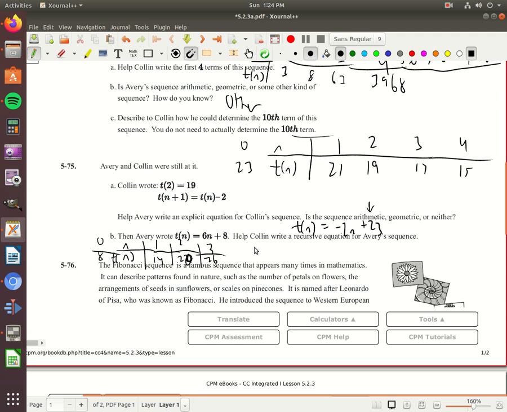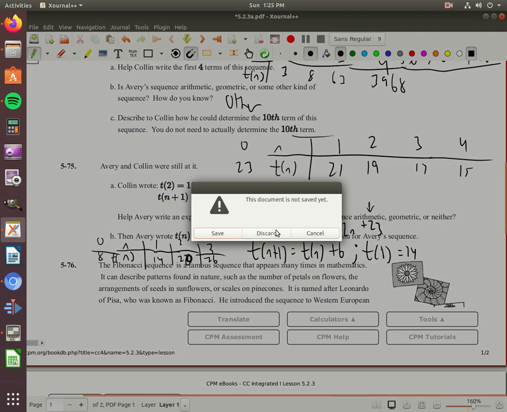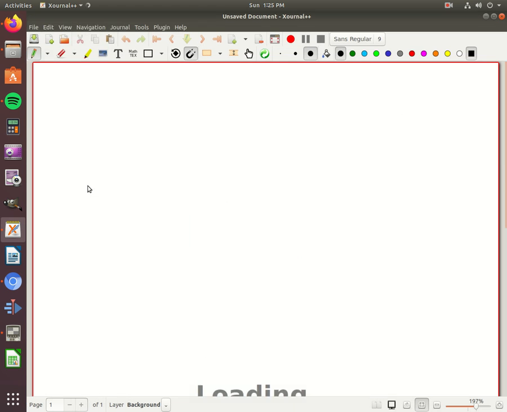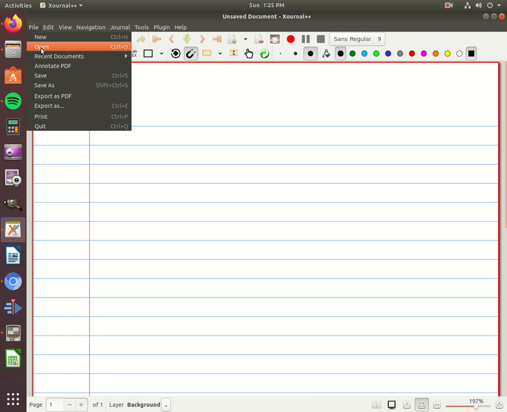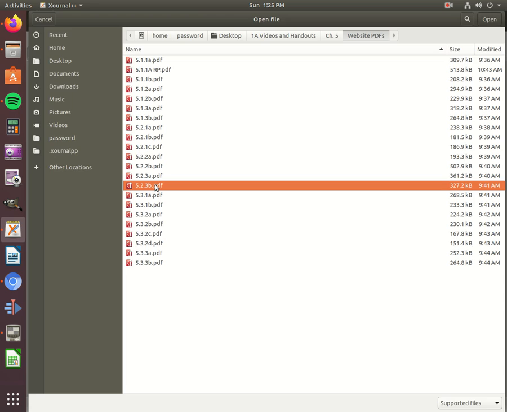So if I want to write this recursive equation, they all start like this. If you want the next term, take this term and add 6 to it. But by the way, start, and again, t of 1, not t of 0, t of 1 is 14. So start at 14 and then start adding 6. So you can see how you can go back and forth between the recursive and the explicit equation. Let's go ahead now and open up 523b, and finish this off.